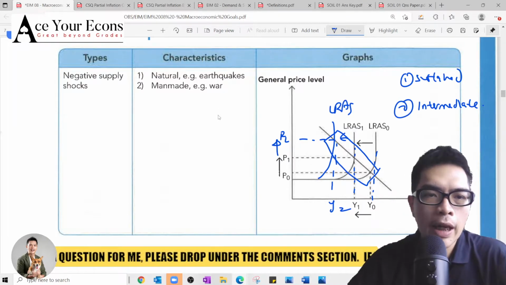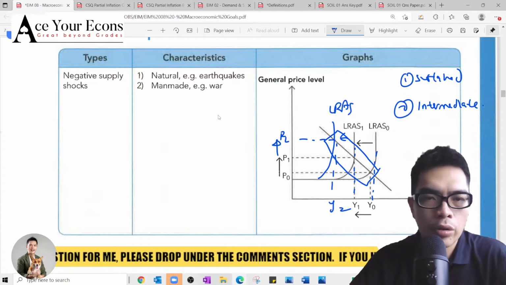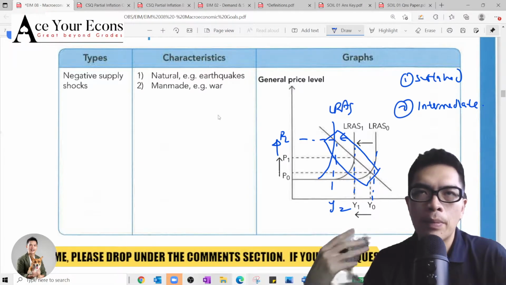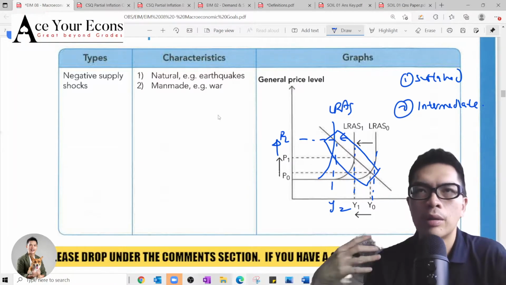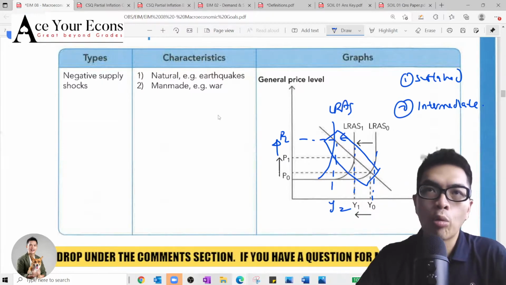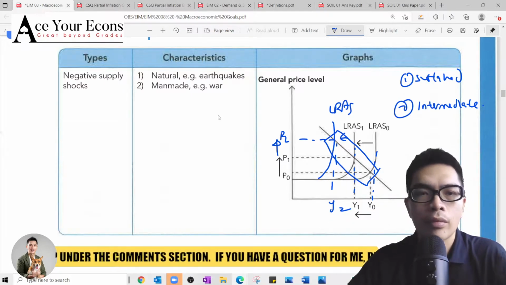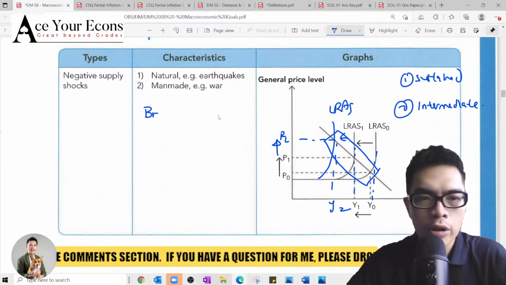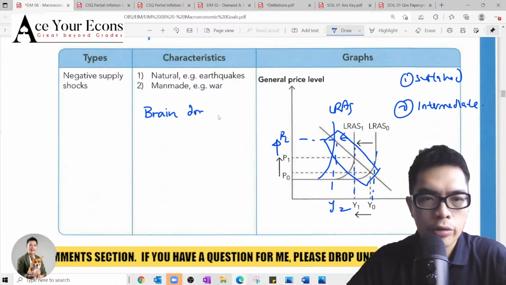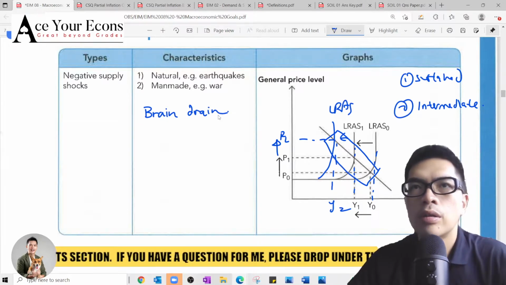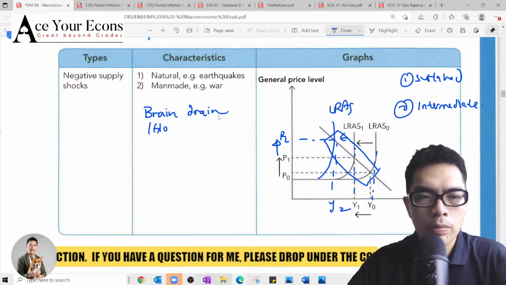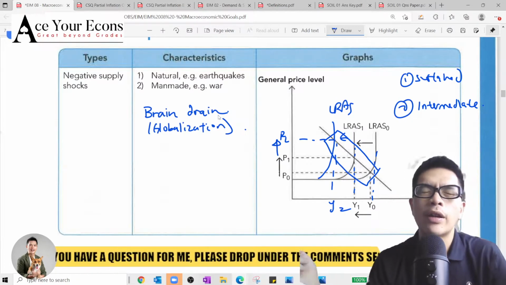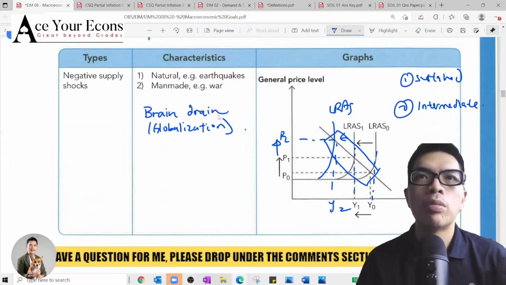So the examples that I use here are natural disaster, a war, which will deplete your FOP when people are killed, when factories are bombed. But there is actually one more that is widely used in modern days. Especially for my H2 students, you may want to write this down. Brain drain. This is a concept that is used in globalization. But H1 students can also copy this down, because it's a global phenomenon.